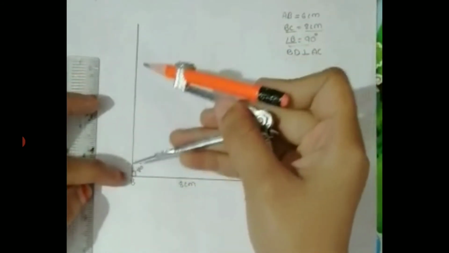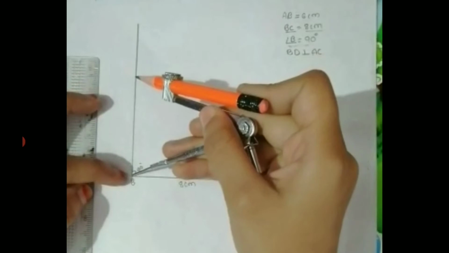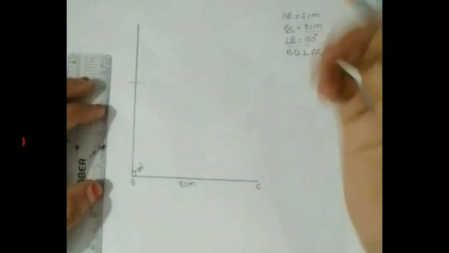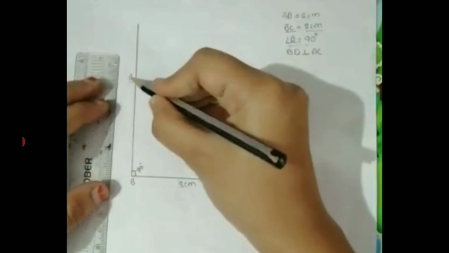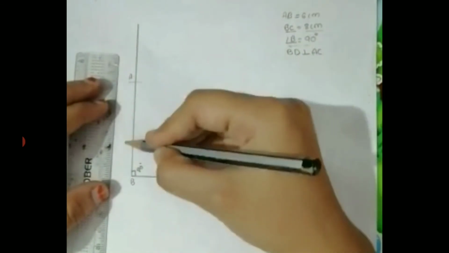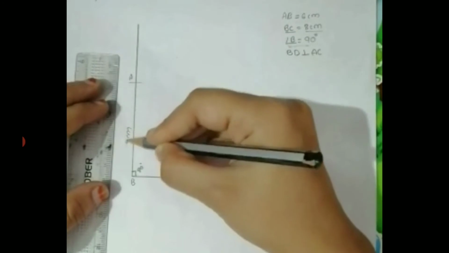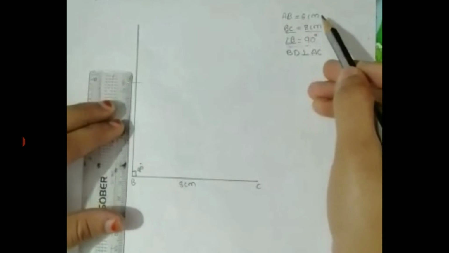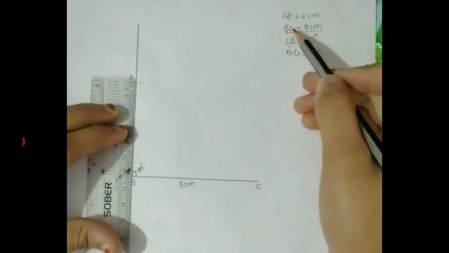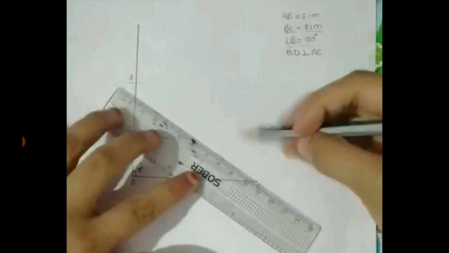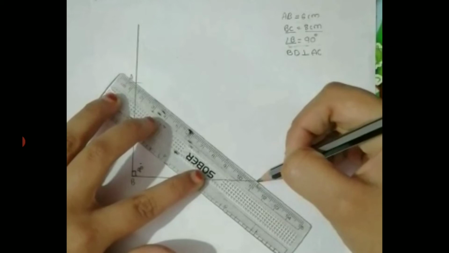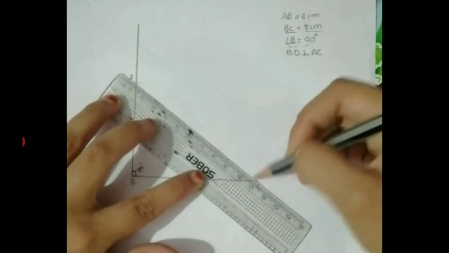Now with B as a center, cut the 90 degree angle line. So you got the point A. AB is 6 centimeter. And now to get the triangle, you join A and C. By joining AC, we will get a right angle triangle ABC.